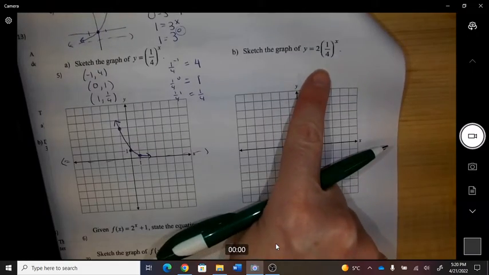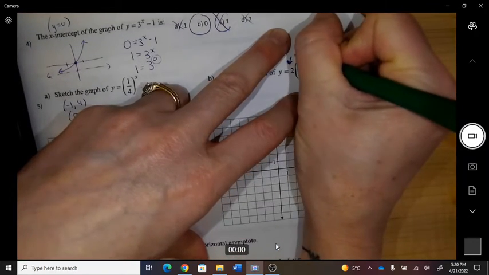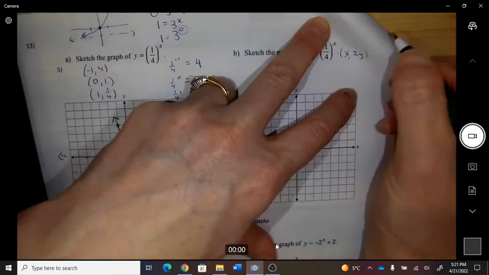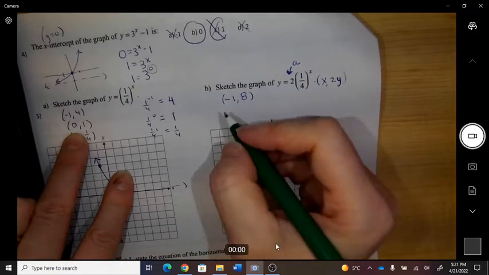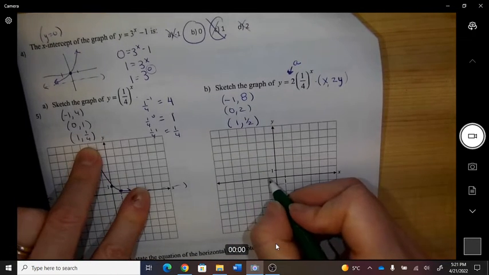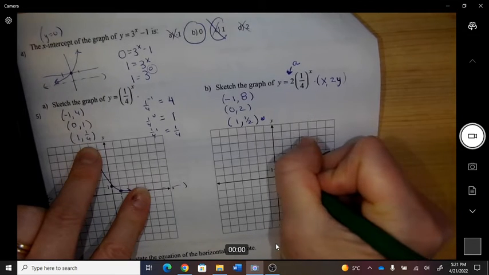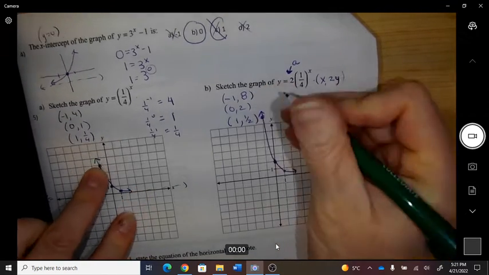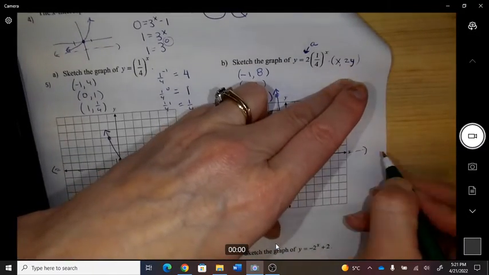Okay, so now sketching this graph. So I already have the basic 3 points. This is an A, so I'm going to do x comma 2y. So negative 1 comma 8, 0 comma 2, 1 comma, and if you double a quarter, that should be a half. So negative 1 comma 8, oh, I can't even get that on here. Almost. 0, 2, 1 comma a half, and then the asymptotic behavior is still the same at 0.